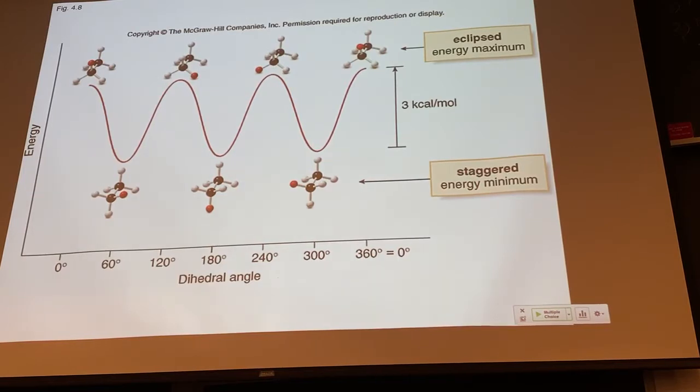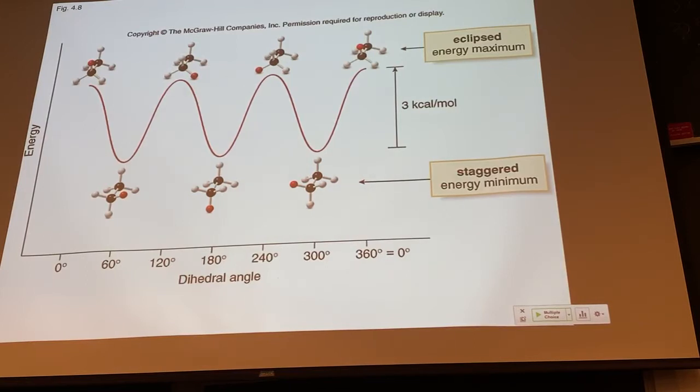And we see that the staggered are at the energy minimum and the eclipsed are at the energy maximum. And we see that there's 3 kilocalories per mole of energy difference between the staggered and the eclipsed conformations. So what that tells us is that for each hydrogen-hydrogen eclipsing interaction, or each time we have a carbon-hydrogen bond eclipsing with another carbon-hydrogen bond, that costs us 1 kilocalorie per mole of energy. Okay?